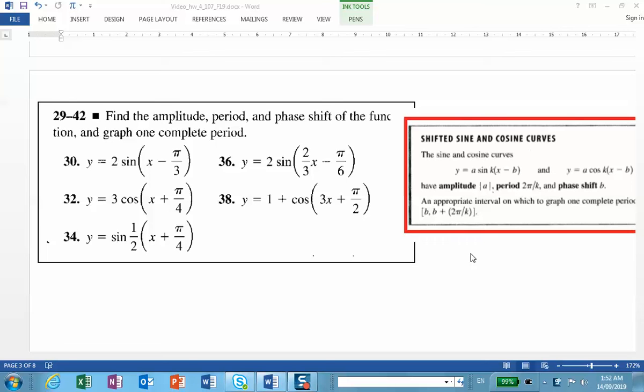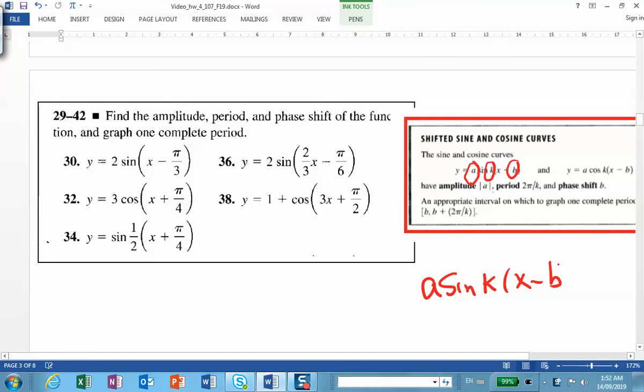This is segment 3 of homework 4. So we are dealing with a situation where we have an amplitude, of course, a K, and a phase shift. So stuff like this: A sine of K times X minus B. Now you have to write it like that in order to identify these different things. A cosine of K times X minus B. So A is the amplitude, K tells you what the period is, and B is the phase shift.